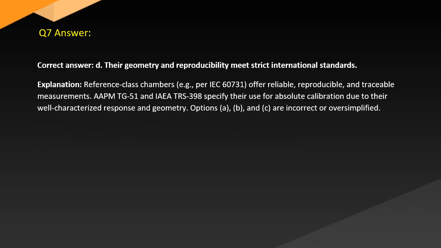Answer. Correct answer: D. Their geometry and reproducibility meet strict international standards. Explanation. Reference chambers, per IEC 60731, offer reliable, reproducible, and traceable measurements. AAPM TG-51 and IAEA TRS-398 specify their use for absolute calibration due to their well-characterized response and geometry. Options A, B, and C are incorrect or oversimplified.